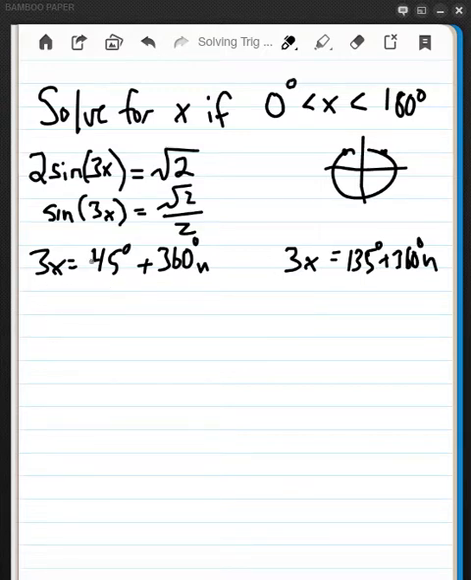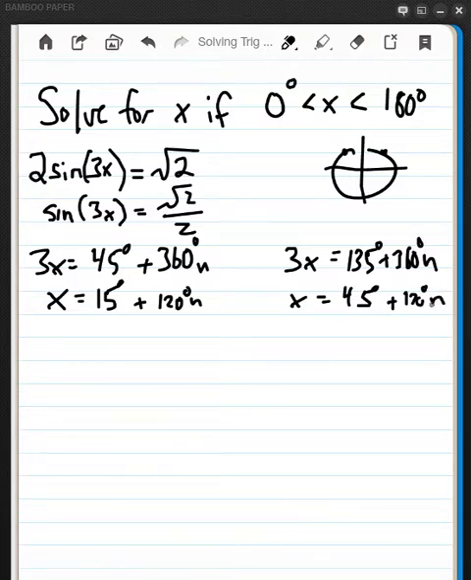Alright, let's isolate x by dividing everything by 3. So x is equal to, this would be 15 degrees plus 120 degrees n. Okay. Here we do the exact same thing. x is equal to 45 degrees plus 120 degrees n. And let's collect our discrete values down here by choosing values of n.